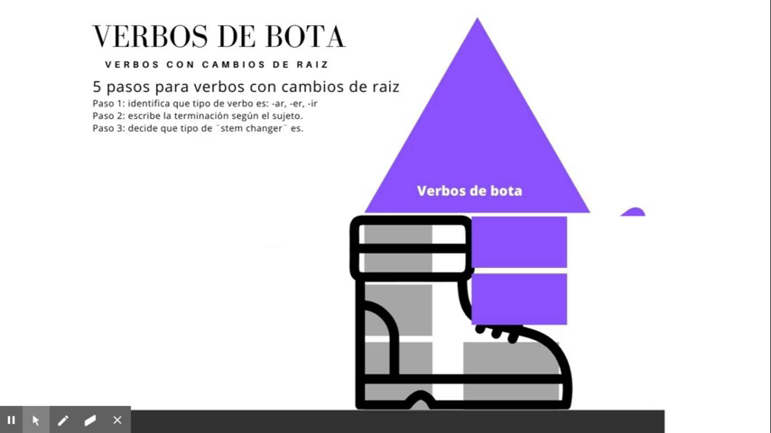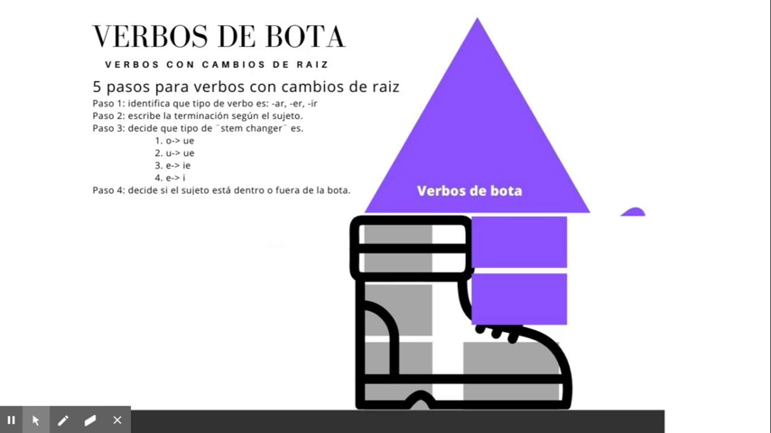Paso tres es decide qué tipo de stem changer es. En español hay 4 tipos de stem changers, okay? 4 different types of stem changers. Tenemos cambios que son O a UE, U a UE, E a IE, y E a I. 4 tipos diferentes, okay? You have to identify, okay, what type of stem changer does this particular verb have? Normally, if a verb has a stem changer, it will be written next to it, or it will be starred to signify that it's a little bit irregular.